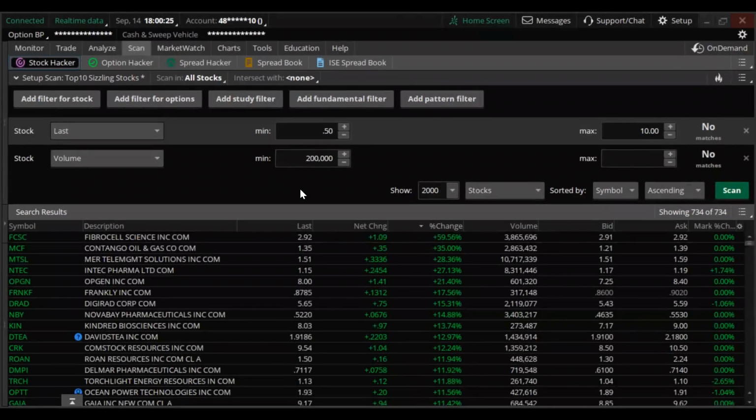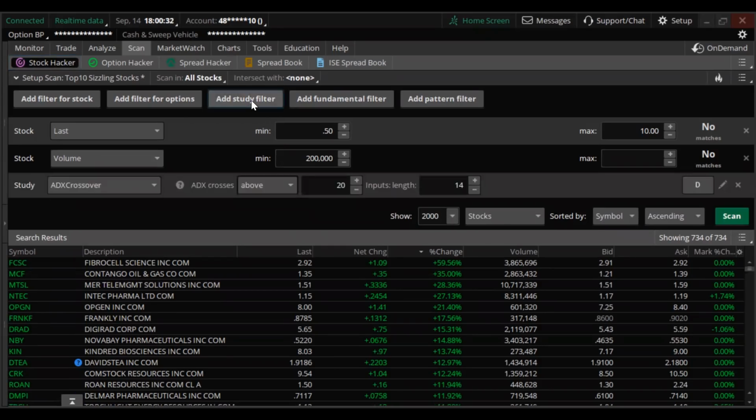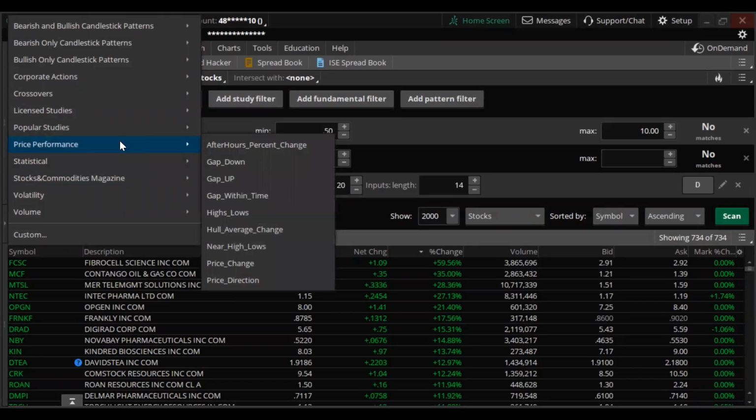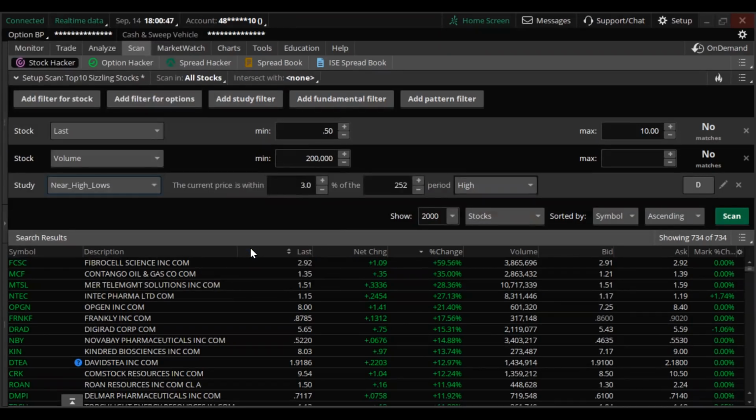So especially on the short side, the next filter that I'm going to be using is a study filter. Study filters look for certain occurrences and patterns. It's much more in depth than a normal scan filter. The study filter that I use looks for stocks that have price performance and near highs and lows. So this is where it gets a little bit more in depth.